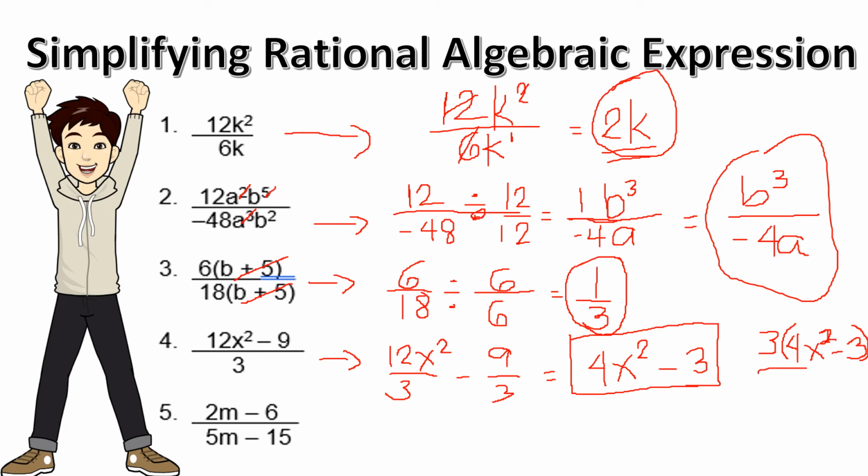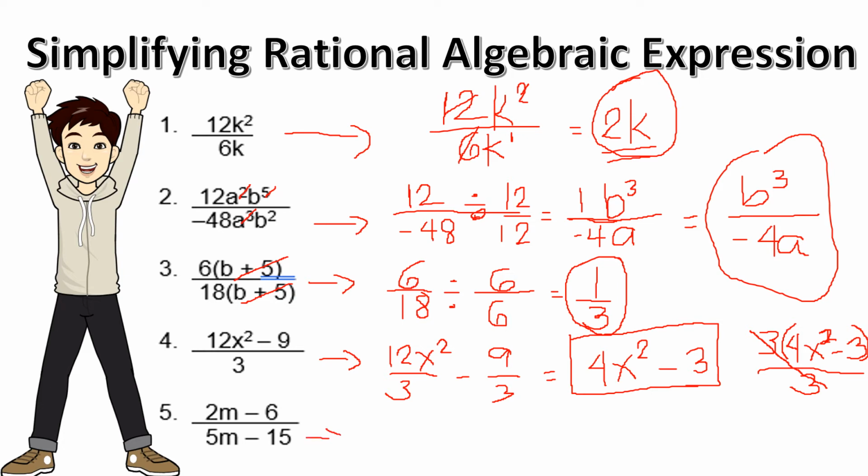So, kung ipapactor natin yung numerator na 12x squared minus 9, meron tayong factor na 3 times 4x squared minus 3. Then, the denominator 3. So, pwede din natin siyang i-cancel. So, we will come up with the same answer. Okay?